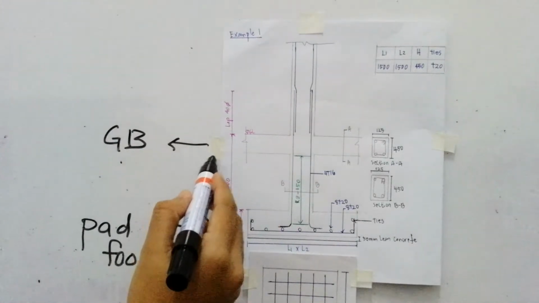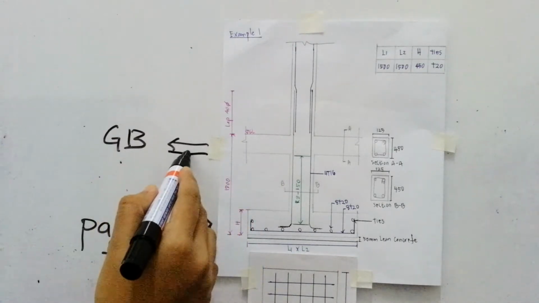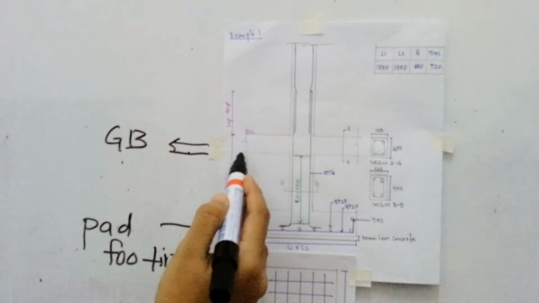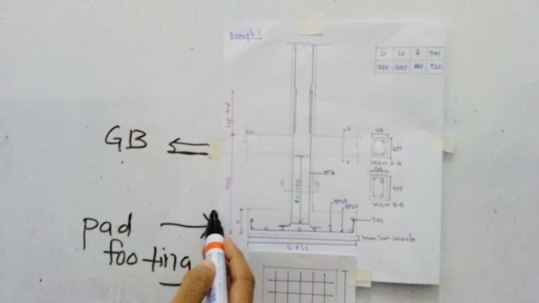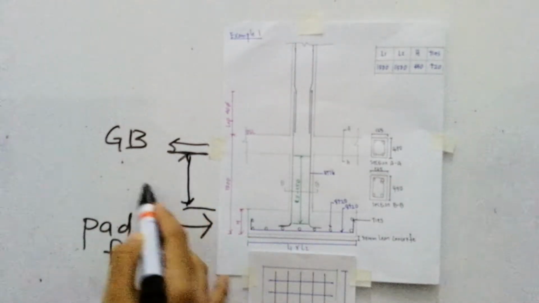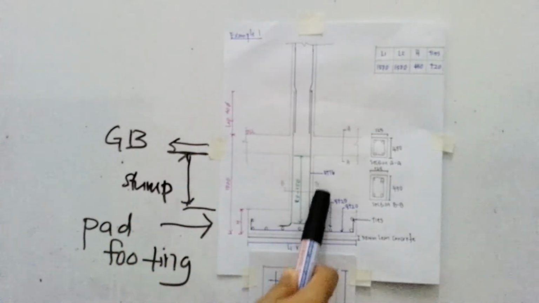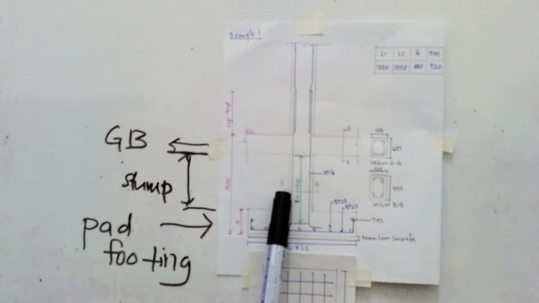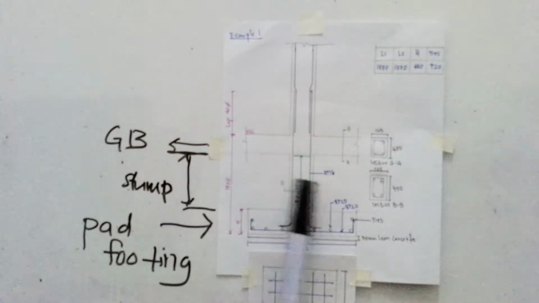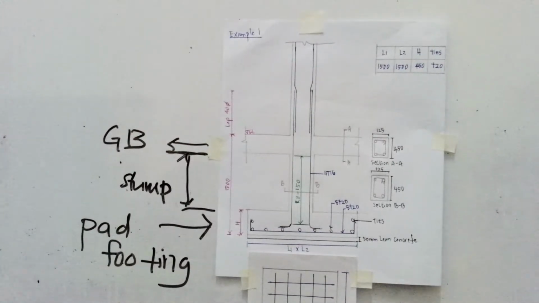And the stump is the structure under the ground beam. This is your bottom ground beam, and this is your upper side of your pad footing. Okay, this part is your stump. As I can show you, this is your stump. And if you want to know the size of your stump, you need to refer to this cross section, section BB.